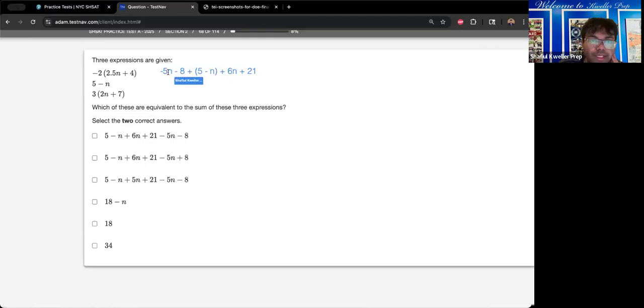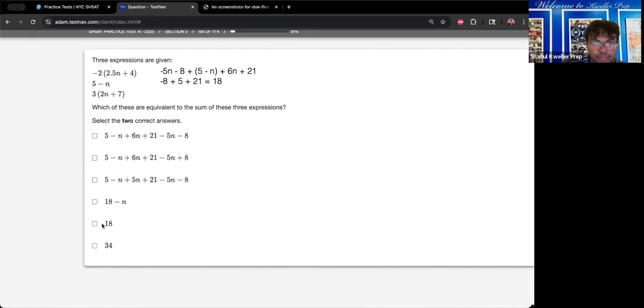Now, again, let's focus on the n's. Negative 5n minus n plus 6n. Negative 5n minus n is negative 6n. Negative 6n plus 6n, they just cancel out. And then negative 8 plus 5 plus 21. 5 plus 21 is 26. 26 minus 8 is 18. So the answer should just be 18.